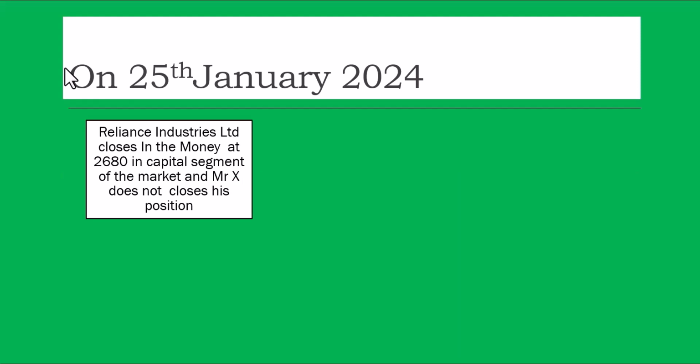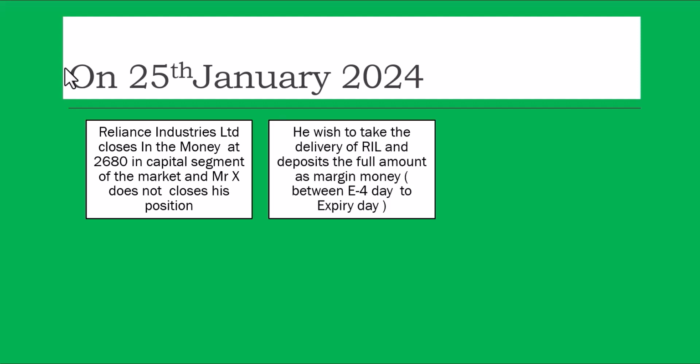Reliance Industries closes at 2680 in the capital market segment, the second case, and he does not exercise his option. He has not closed it yet. He wishes to take the delivery of Reliance, and must deposit the full amount as margin money between E4 to expiry day. Just before the expiry, 4 days before, he'll get a call from the stock exchange to deposit money. E4, deposit 25%. E3, deposit 50%. E2, deposit 80%. Last day, deposit 100%. So within a matter of 4 days, he has to deposit more and more money.